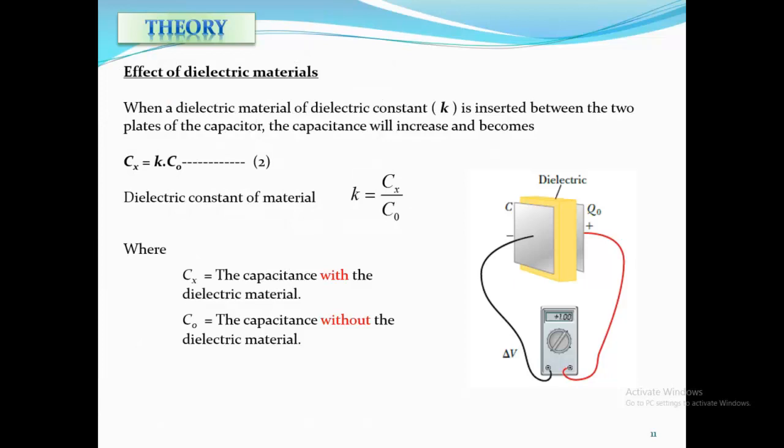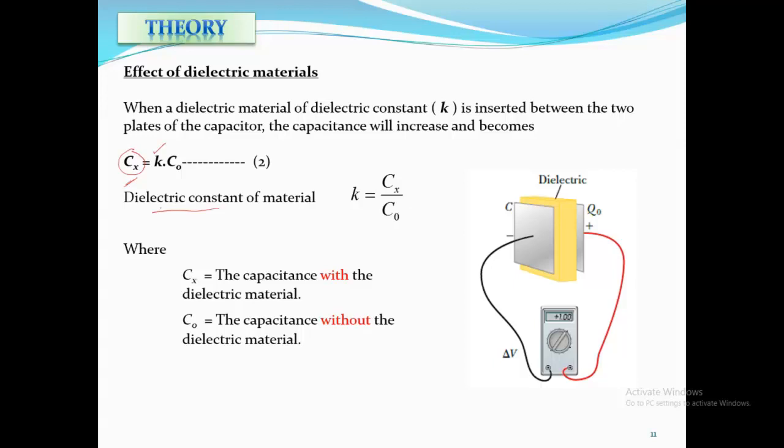All right. Now you have the effect of dielectric material. As I told you, when we insert a dielectric material in between the plates, the capacitance increases. So this is the capacitance Cx when you are adding dielectric material in between the plates. It increases by a factor k, where k is a constant. We call it the dielectric constant. So we get it like this. It has no unit because farad will be cancelled.